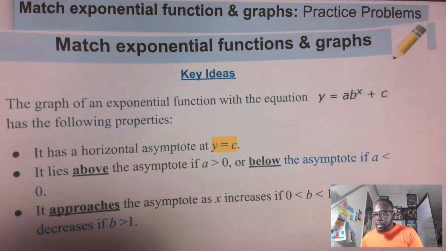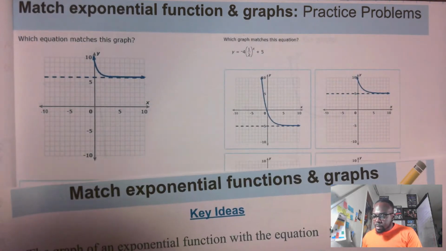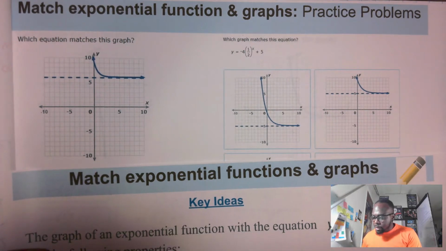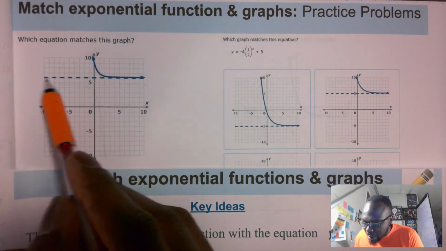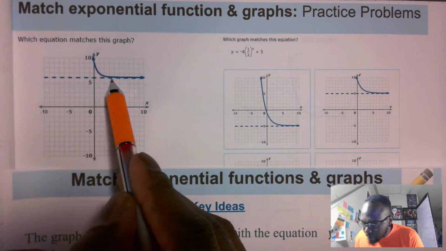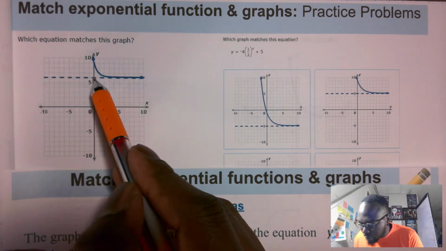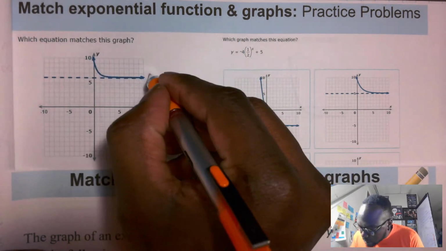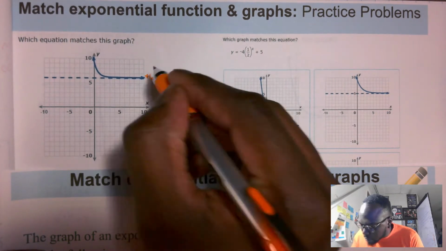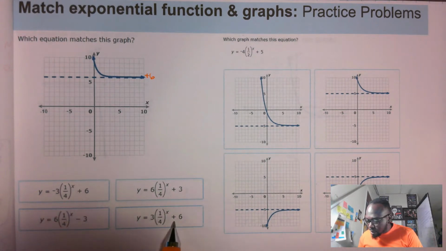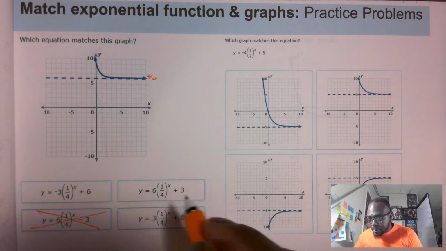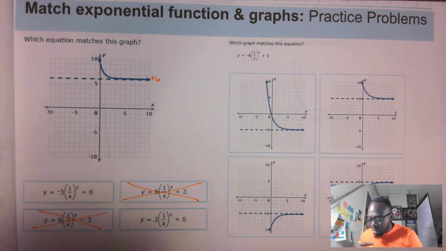So let's look at a couple of examples and see what they're talking about. The first thing here, I'm going to keep this close because we're going to refer to it. By looking at this graph, it has an asymptote, which is this broken line right here. This is 5, so that means this is 6. So it has an asymptote of positive 6. So we have y equals positive 6. We have positive 6 and positive 6. We have negative 3, that means this can go, and we have positive 3, that means that can go as well.